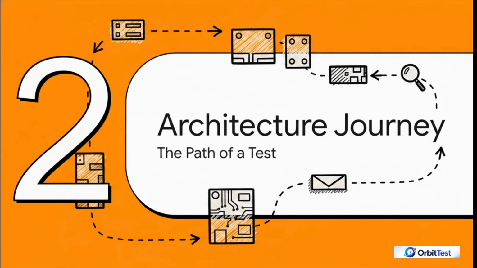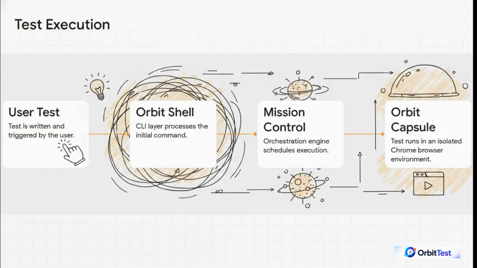Moving on to Part 2. Architecture journey, the path of a test. So, how does a test actually run? Well, this workflow represents the high-level journey. A user's test enters the interface layer, which is known as the Orbit shell. From there, it gets handed straight over to Orbit Mission Control for orchestration before finally executing inside a totally isolated browser environment, which Orbit refers to as a capsule. This kind of modular setup is genuinely one of the platform's greatest strengths. It keeps the outside super simple for you, while the inside remains massively scalable.